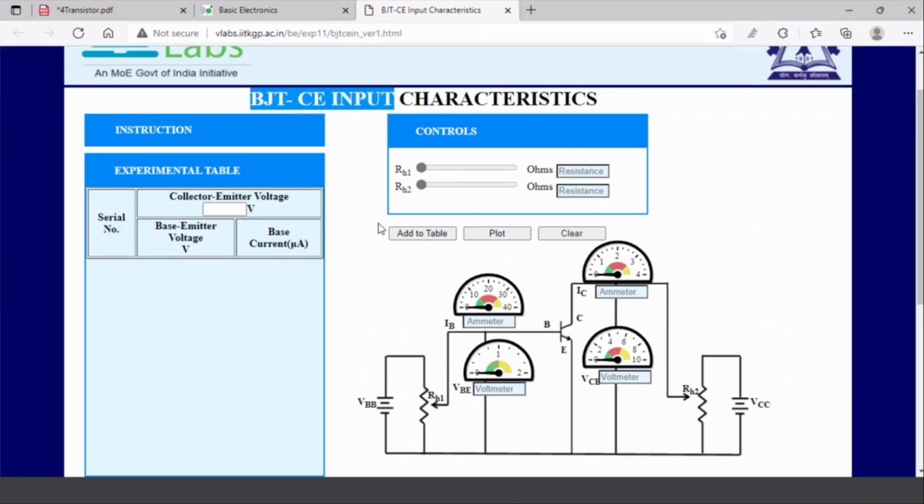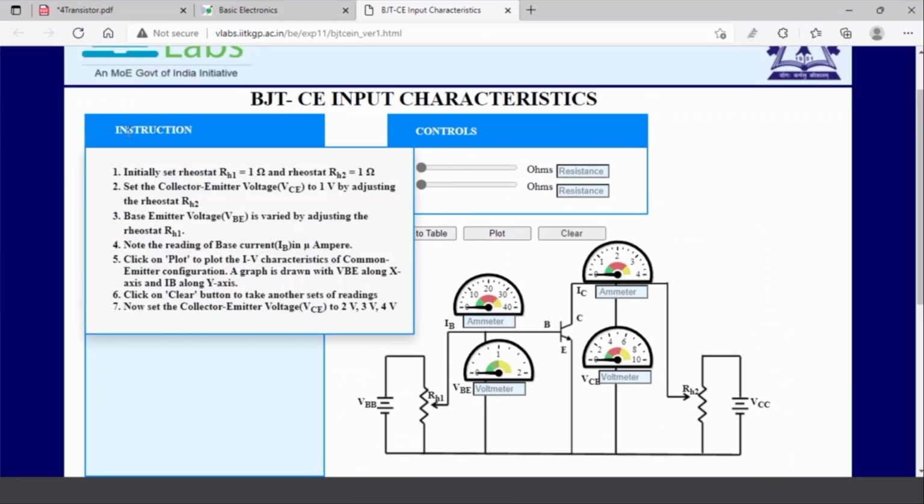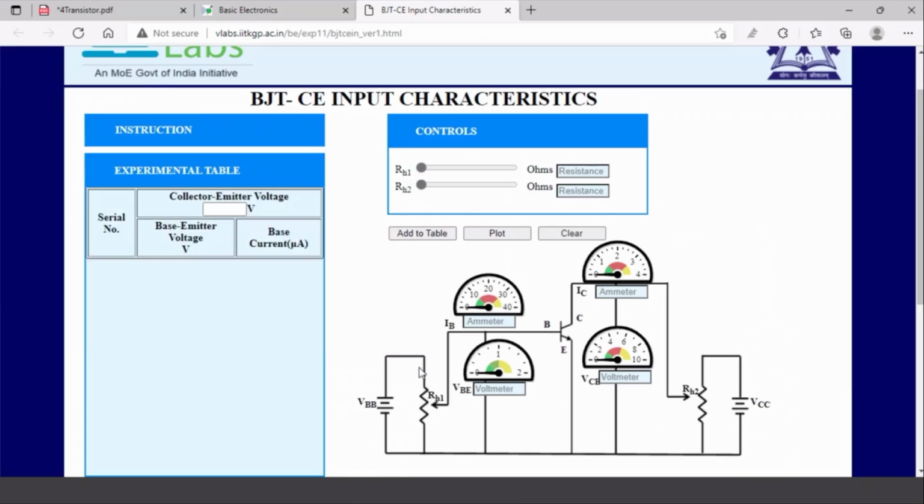So let us see what the instructions are. To see them, just hover your mouse on the instruction portion here. When you hover your mouse on this instruction, you can see a pop-up coming out. What are the instructions? Initially set the rheostat RH1 to 1 ohm and RH2 to 1 ohm. So where is RH1? This is RH1 and this is RH2. How do you vary this? You can see there is a control panel shown here. If you move this connection, you can see the resistance is actually changing. You have to make RH1 to 1 ohm. Similarly, RH2 also should be kept at 1. That is the first instruction.